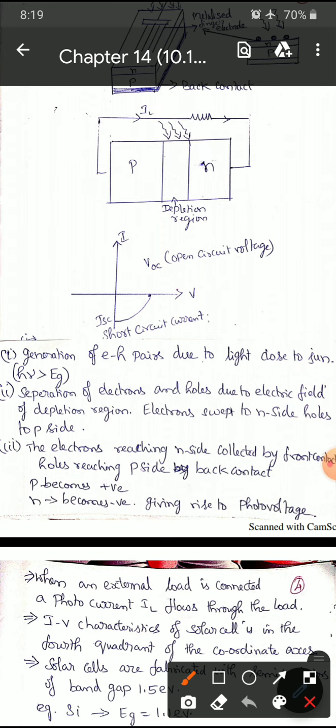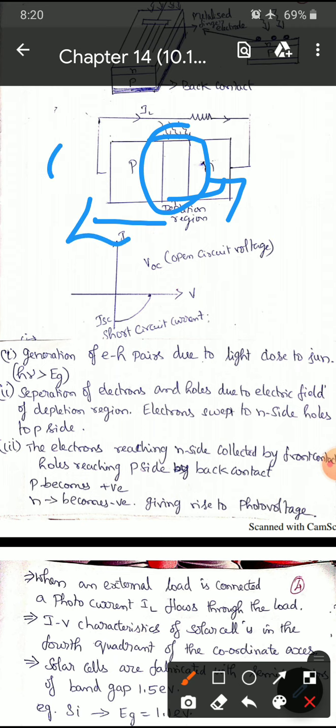The next step is separation. Here the electrons and holes are separated due to the electric field of the depletion region. In the depletion region we have an electric field. Due to that electric field, the electrons and holes are separated. Electrons will move towards the N side, and holes will move to the P side.